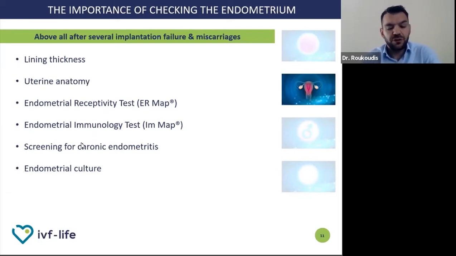Then screening for chronic endometritis. This could also be a reason for recurrent miscarriages. So if I see a woman with several miscarriages in the past, I test the lining to see if she has chronic endometritis. Endometrium culture is also very important, to see exactly if the conditions are there to let the embryo develop.